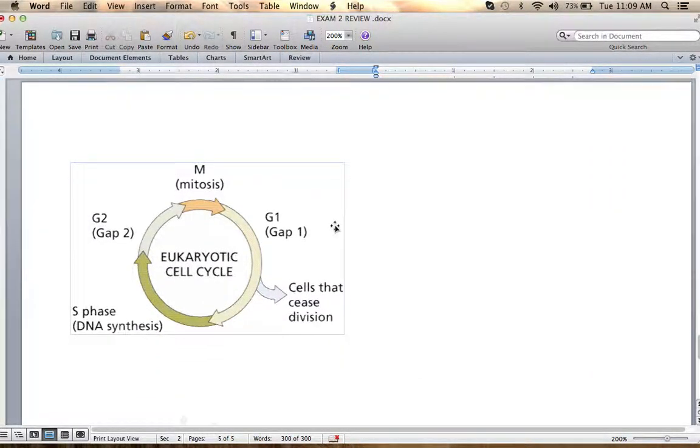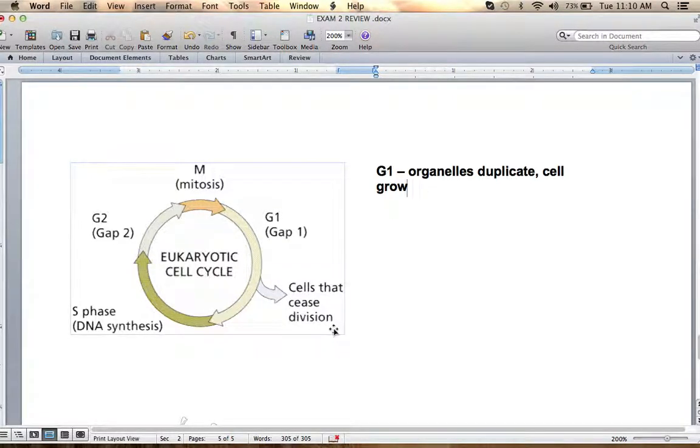The last thing I want to go over real quick is the cell cycle. Remember that mitosis or meiosis is only a very small part of the cell cycle itself. And so in the eukaryotic cell cycle, there are a series of phases. In the G1 phase, which is also called the gap 1 phase, this is where organelles are going to duplicate and the cell is going to grow in preparation for mitosis.